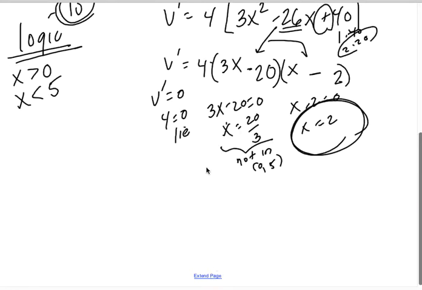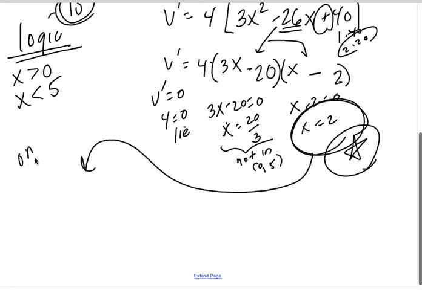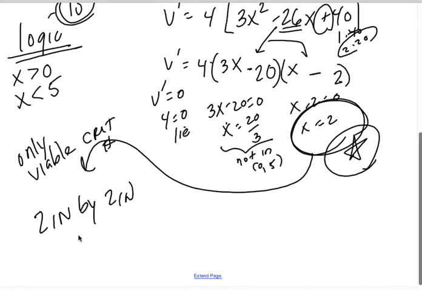Now, if you don't spot that, you're going to have to make the same sign chart that I started to make last time, but this is the only viable critical point, because you can't cut more than 5 inches or even 5 inches total out of the box. So once I recognize that this is the only viable critical number in this particular word problem, because it would not make sense to cut more than half of the box out, then I can say that I should be cutting 2-inch by 2-inch squares.